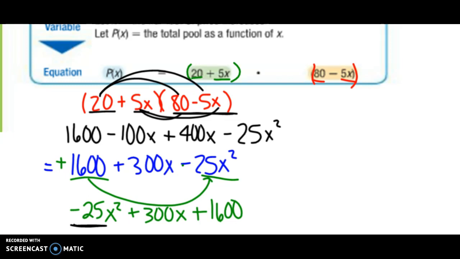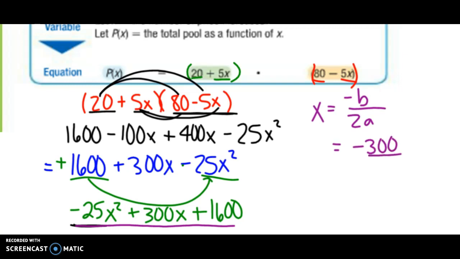So it asks in the first part, part A, how much should Eddie charge to maximize his income? So essentially what we have to find is the x value that is at the maximum. We're going to do that by finding x is equal to negative b over 2a. In our case, b is 300. So it would be negative 300 over 2 times negative 25, which is negative 300 over negative 50. Divide that out, and you find that x is equal to 6.